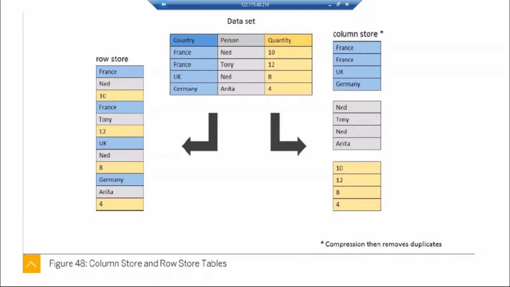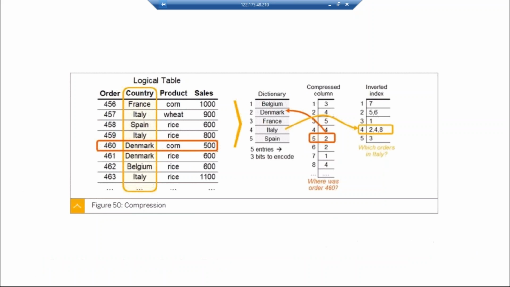And moreover, they've designed these column store tables in such a way that the data will be compressed by removing all the duplicates. So they've written here compression, then removes all the duplicates. To understand that, you might be knowing that dictionary concept. What it does here is, you see this is the country column. In the country column, there are a lot of duplicates. Denmark is repeated, France is repeated, or maybe Italy is repeated.